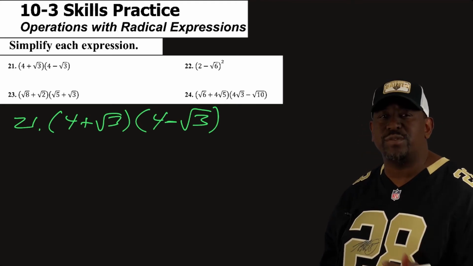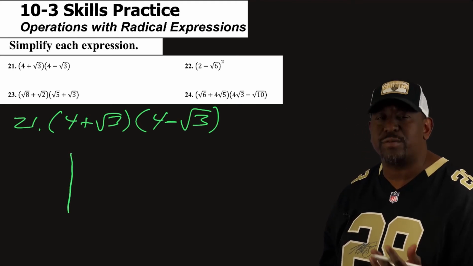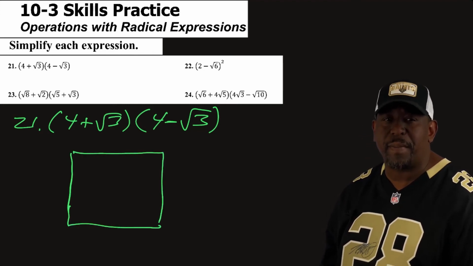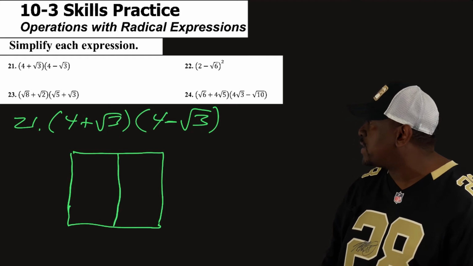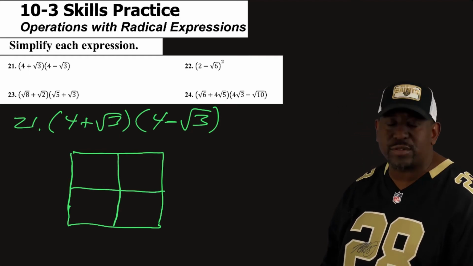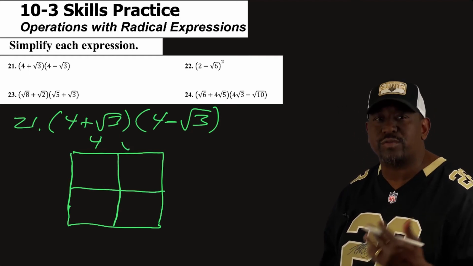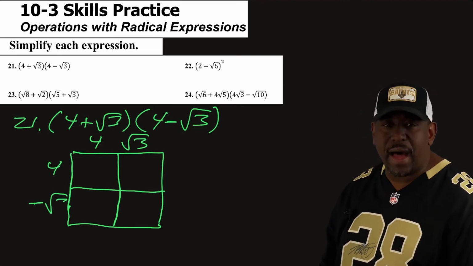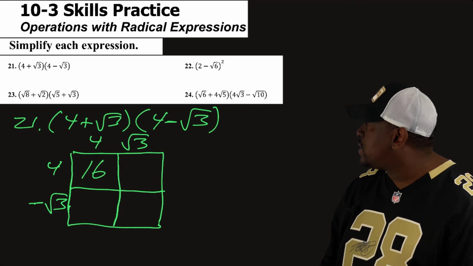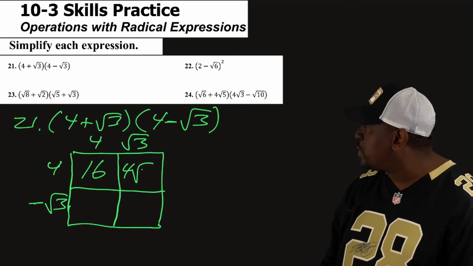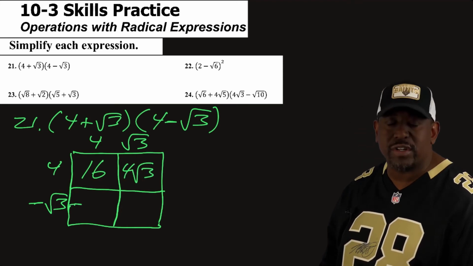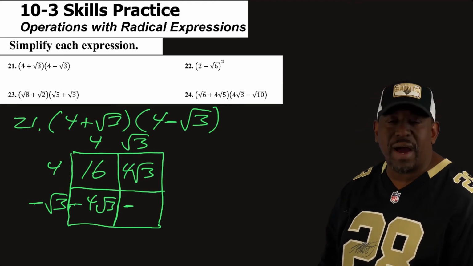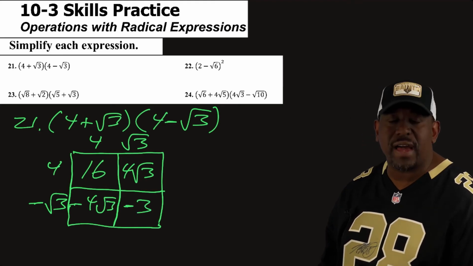So whenever you multiply polynomials, just like we do with algebraic expressions that are polynomials, we want to use the box method to multiply and get the 4 products. Since we have 2 times 2 terms, we should expect 4 separate products. And so we label our box: 4 plus the square root of 3 is the horizontal component, and the vertical will be 4 minus the square root of 3. So we multiply each separate term.